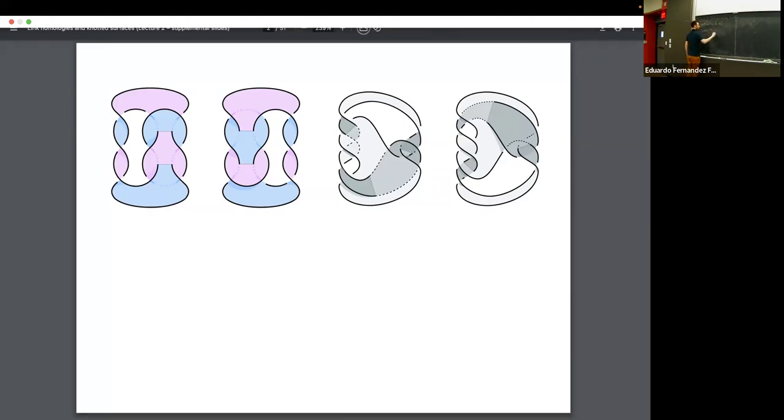Sundberg and Swan, 2021, first distinguished slice disks for 946. So maybe I'll read it. The maximum quantum homology for D0 and D1, each of these disks bounded by 946. That would be the pretzel knot 3, minus 3, 3. Here, I'm actually looking at the mirror.